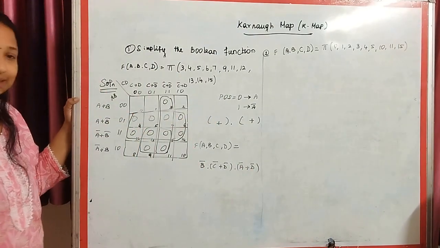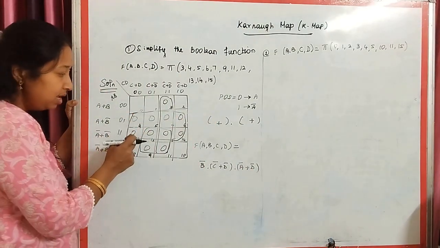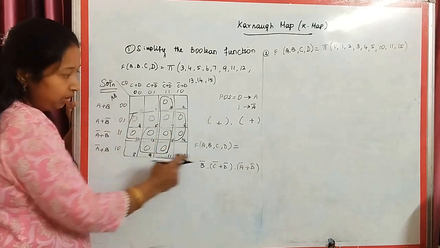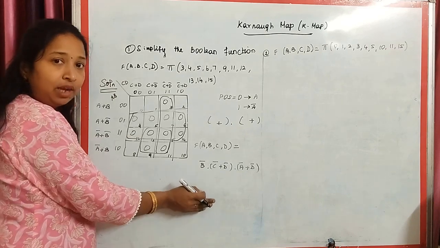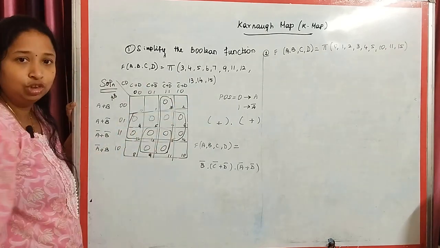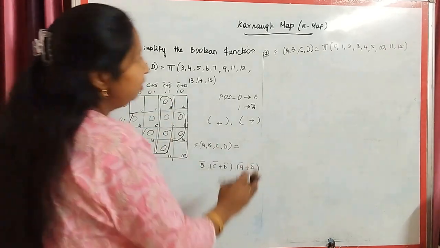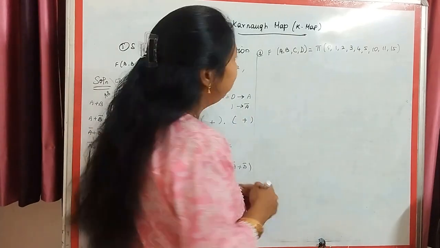Is there any other bubble that is left? No, we have got only 3 bubbles, 1 octave and 2 quads. So we have got all the 3 expressions. This is the simplified Boolean expression for the given Boolean function. Clear? In a similar way, let's solve this problem now.